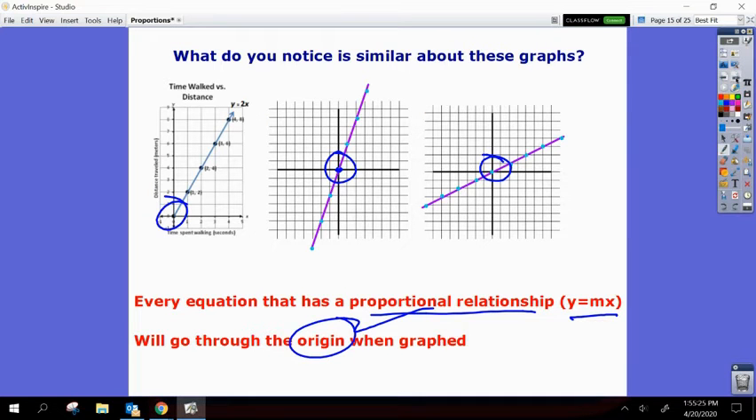Notice that they always go through the origin. Any proportional relationship has to go through the origin, or it is not a proportional relationship.